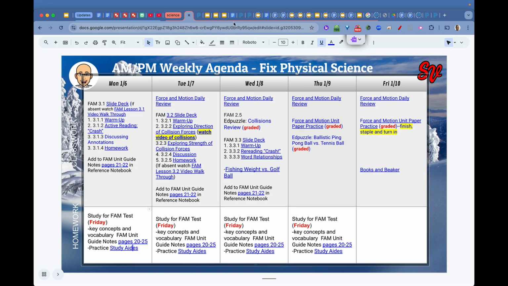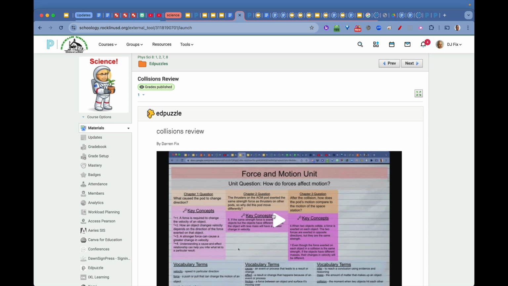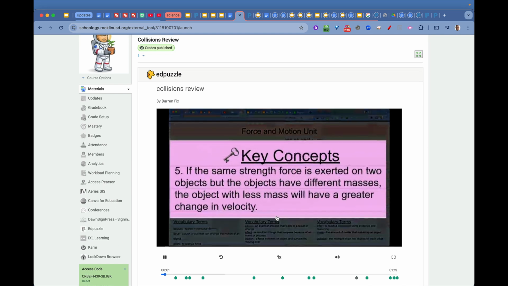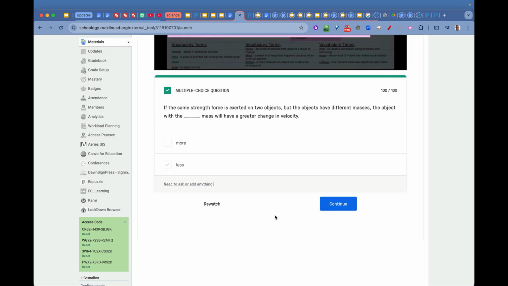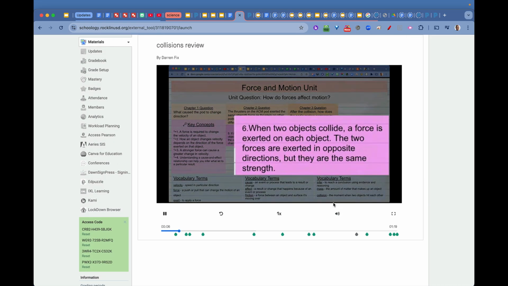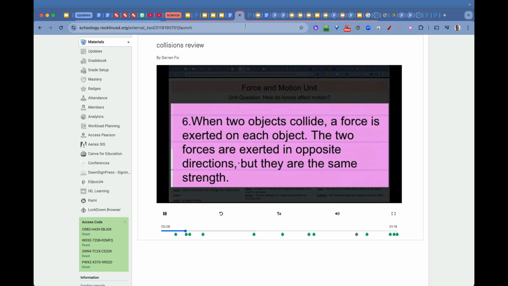We did 2 Ed puzzles. We did the collisions review, which took them through a series of questions based on the key concepts that we learned throughout the unit and week.